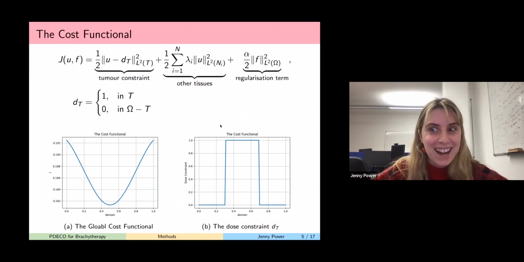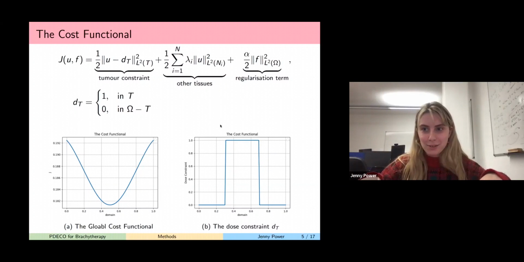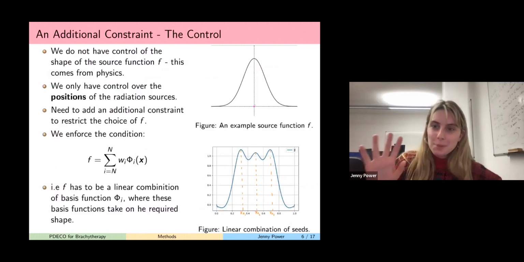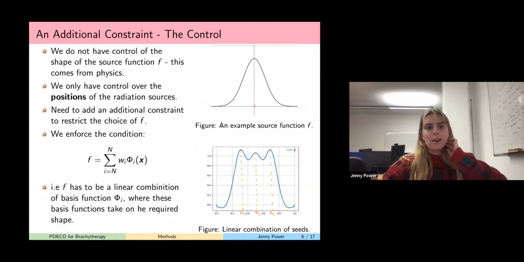It's automatic. Anyways, you can think of it, we have this sort of on-off function for our tumor constraint. It's 0 outside of our tumor and it's on in our tumor. Lovely stuff. Last but not least, we have one final constraint to deal with, okay?